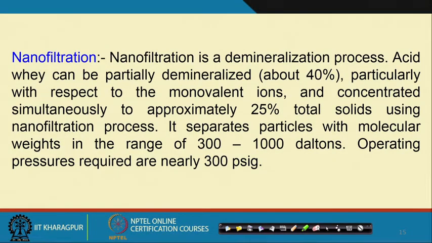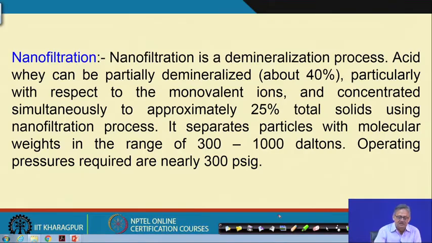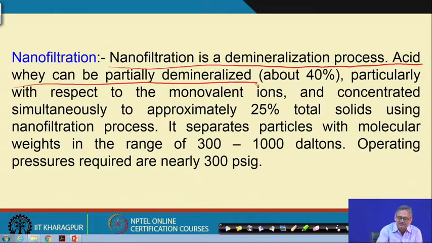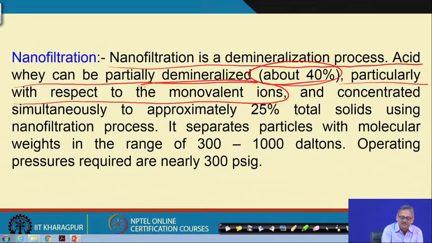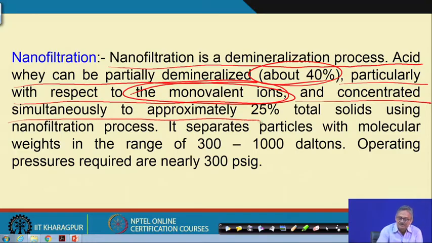Nanofiltration, that is, you want to filter very fine. So nanofiltration is a demineralization process. Acid whey can be partially demineralized by about 40%, particularly with respect to the movement of the ions, or these monovalent ions. Monovalent ions are also separated, and concentrated simultaneously to approximately 25% total solids using the nanofiltration process.